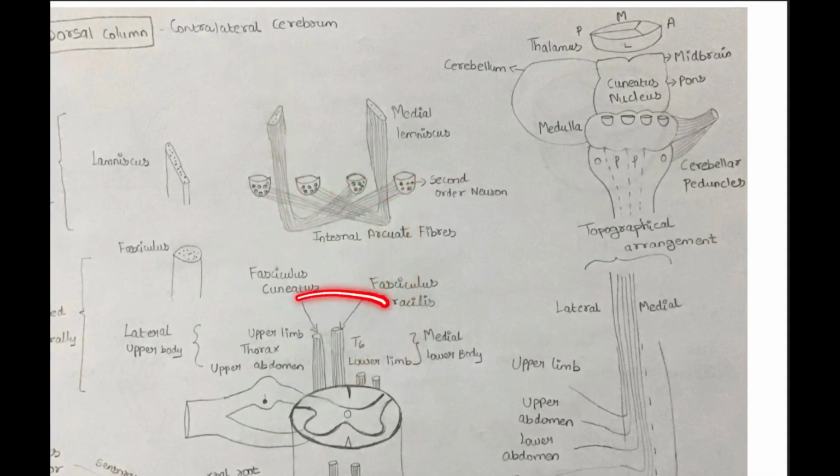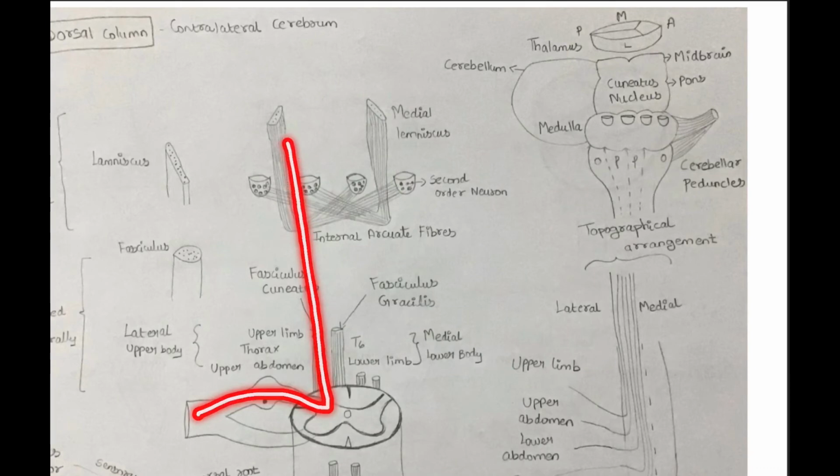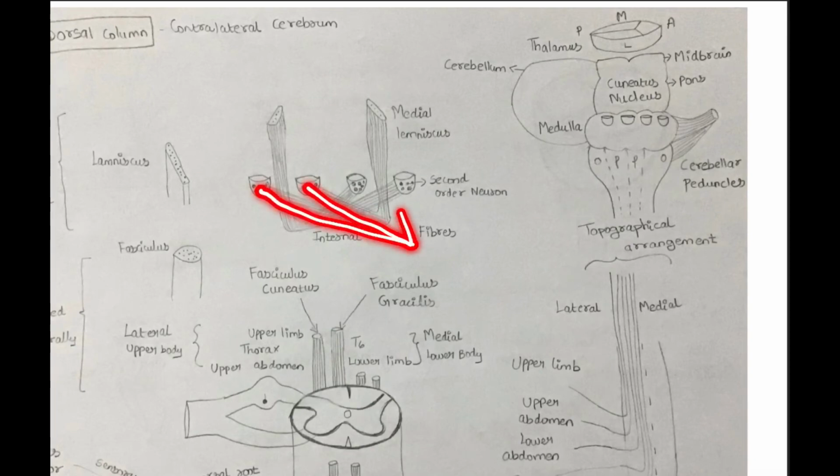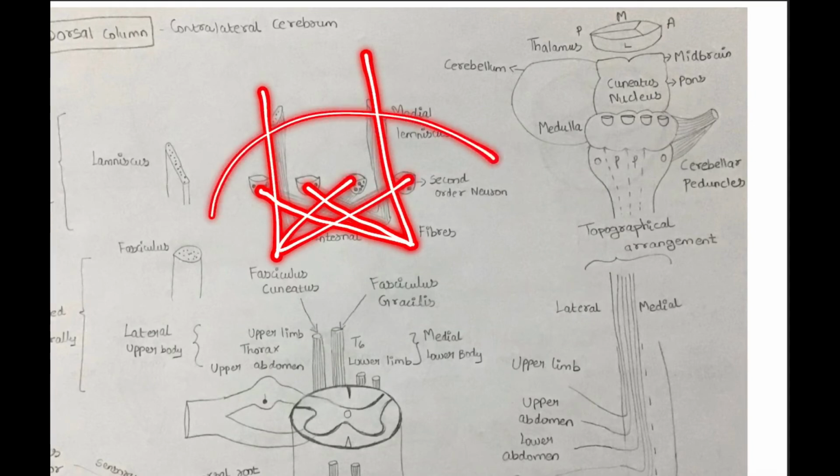So in the dorsal column, the sensory nerve fibers do not cross and they go upwards on the ipsilateral side, on the same side. But here in the medulla oblongata, the sensory nerve fibers from fasciculus cuneatus and fasciculus gracilis go to the opposite side and go upwards. So here in the medulla oblongata, the sensory nerve fiber crosses and goes to the contralateral side.